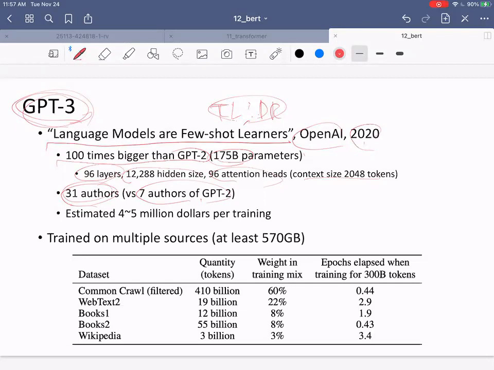And the estimated cost for training GPT-3 was about $4 to $5 million per training. So in Korean, it's like about 50억. So 50억 원이 든 거죠. 그러니까 GPT-3 모델 하나를 학습하는데 전기세가 50억 원이 든 겁니다. So $5 million spent, burned to train a single GPT-3 model.